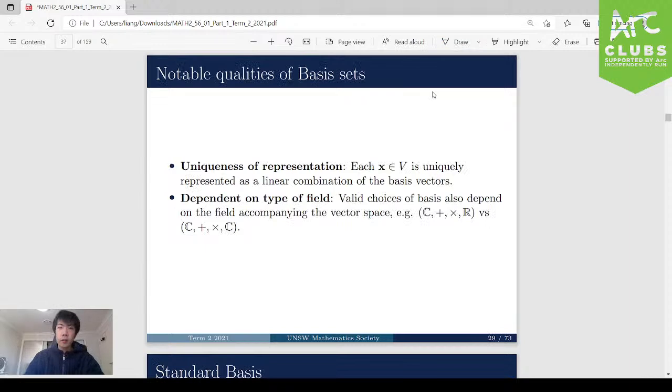Some notable qualities of a basis set: uniqueness of representation. So this will be covered when we talk about coordinate vectors. And it's dependent on the type of field.